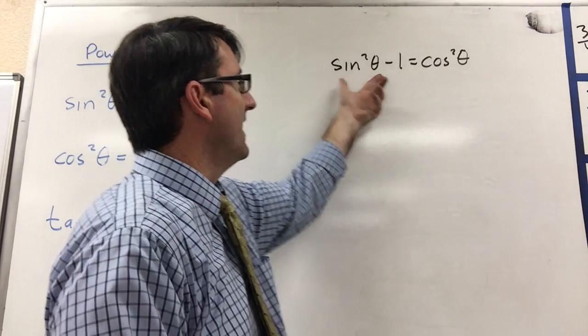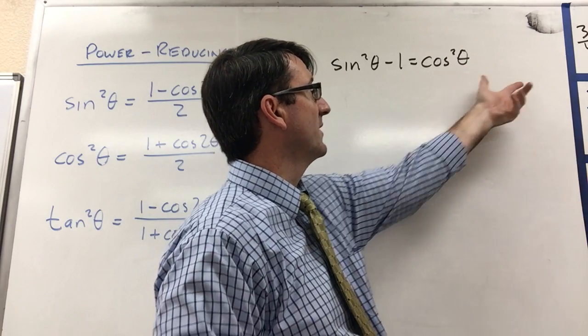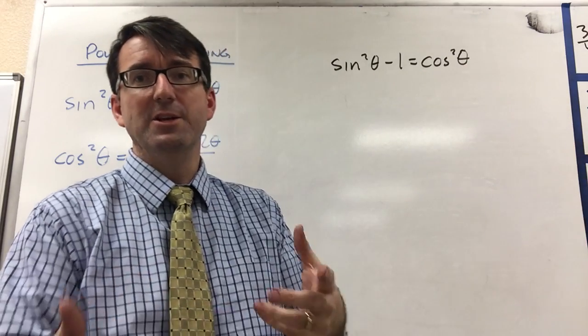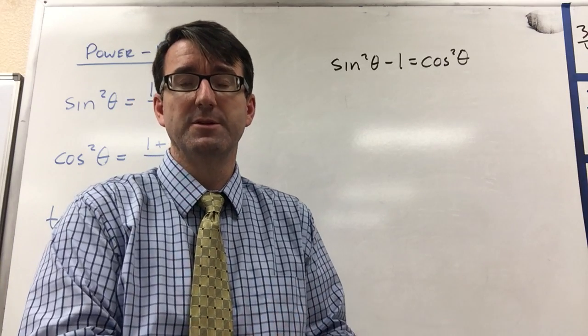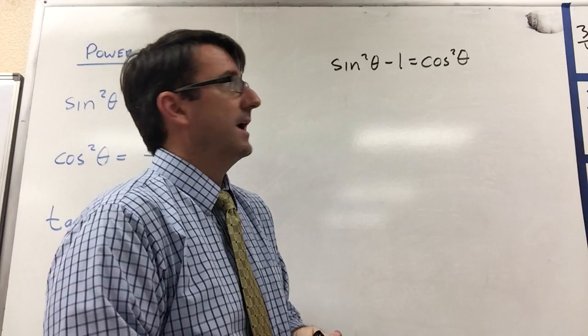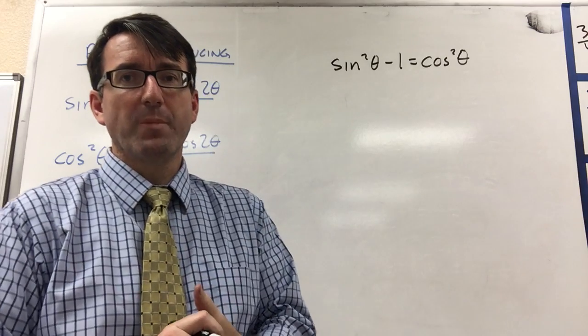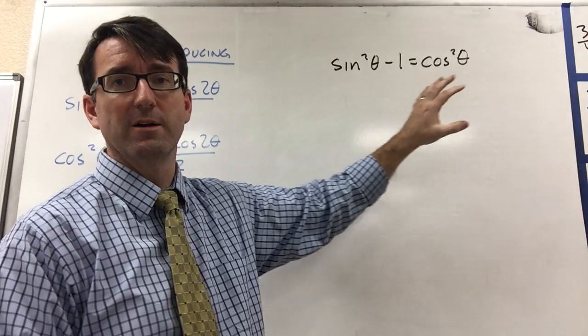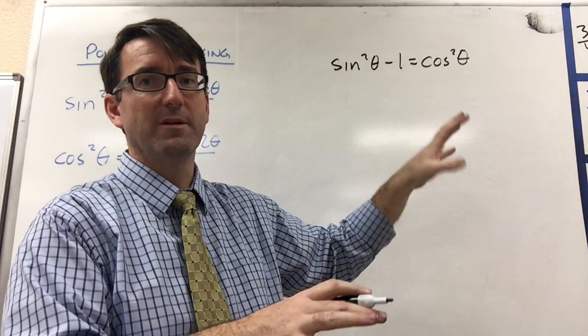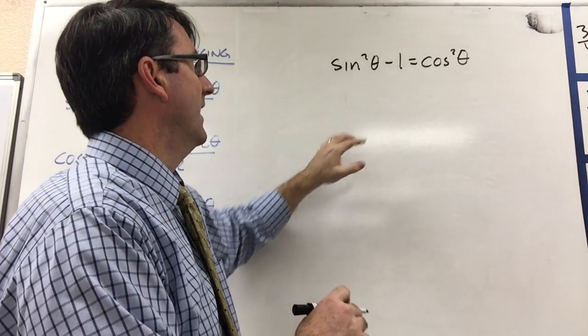We could move this sine over to the other side. We get cosine squared minus sine squared and use our double angle identity that says that cosine of 2 theta is equal to cosine squared minus sine squared. But I actually want to solve this one with just our basic Pythagorean identity.